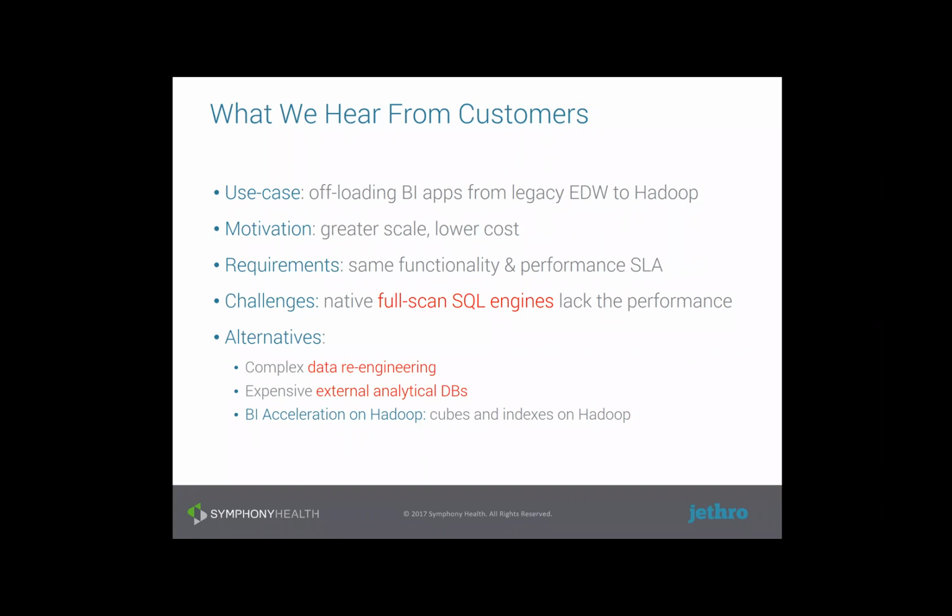And the alternatives that we've come across are people re-engineering their data model so they can speed up access to those data sets. In some other cases, they simply give up on trying to do live BI on Hadoop and move that data to other platforms in the cloud or just back to EDW services, or try to use a BI acceleration service that would just speed up BI on their Hadoop system. And that's where Jethro fits in.